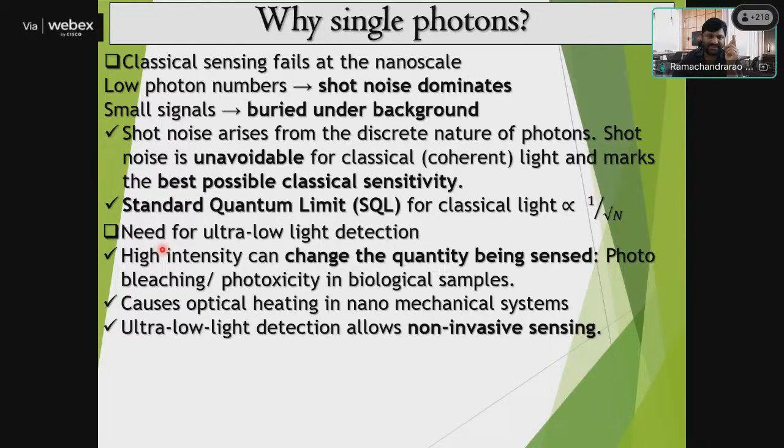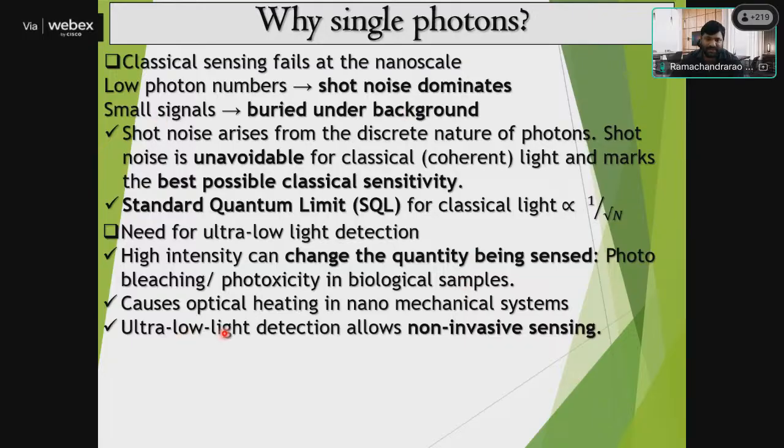Since it is only one photon, it is very ultra low light. The high sensitivity can change with the quantity being sensed. Since it is one photon, it is very sensitive to whatever quantity you put in the vicinity of it, especially in biological samples. So you will be able to even image or detect single biological molecules or single proteins or single cancer cells. Such sensitivity you can reach if you are using a single photon for your experiment.